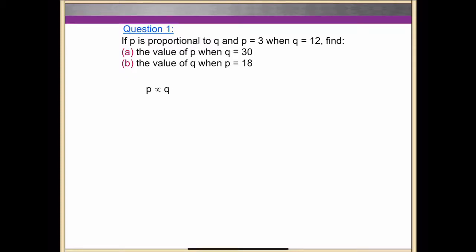So, P is proportional to Q. Next step, P equals K times Q. Next step, substitute these values.